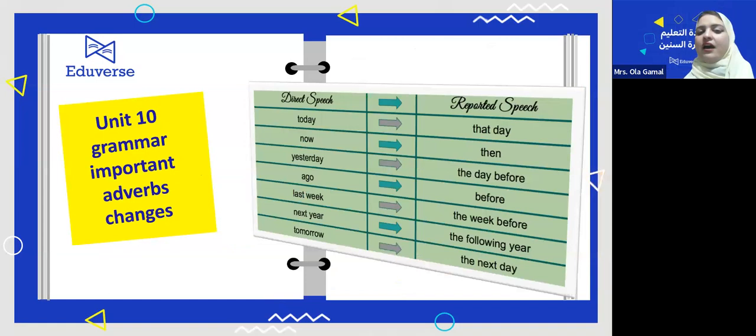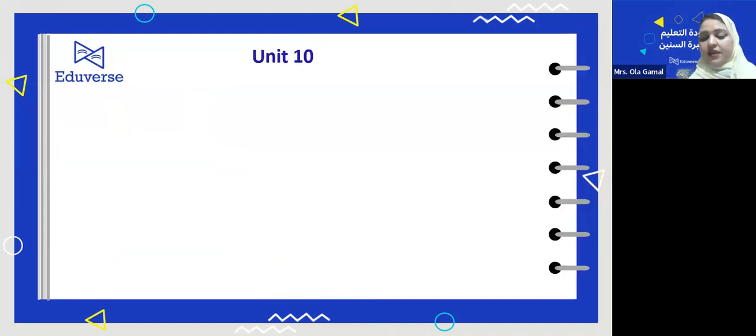Here we have some adverbs. Here, today becomes that day. Now we change it to then, yesterday, the day before, also ago becomes before, last week, the week before, next year, the following year, and tomorrow becomes the next day. These changes are very important. You can pause the video and write them in your notes.